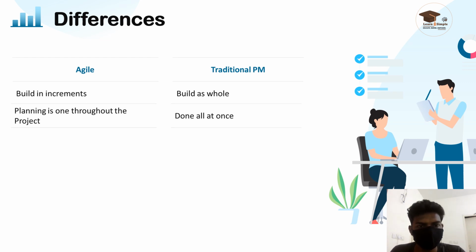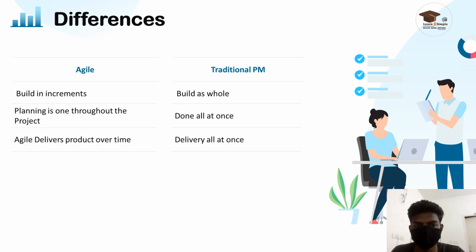Coming to the second difference, Agile planning is done throughout the project. Since the project is done in increments, updates will be released in phases, which requires planning at each stage. Whereas with traditional project management, the planning is done only at the start of the project, maybe during the initiation phase.